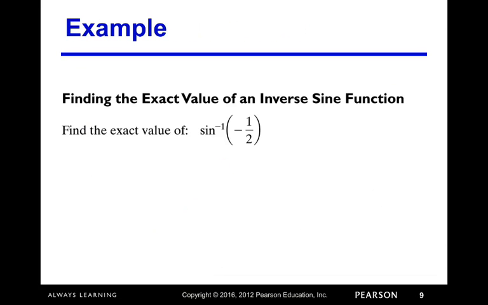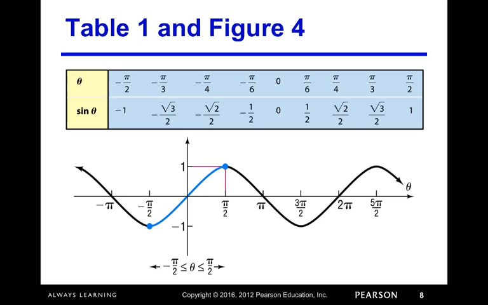Okay. So I think it's easier to read this when you see sine inverse of negative 1/2. Read it as the angle that has a sine of negative 1/2, because you're always looking for the angle when you have the inverse. Well, if we look back at our table, negative pi over 6 has a sine of negative 1/2, which makes sense because that's a pi over 6 in the first quadrant.